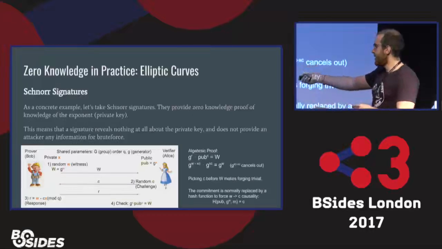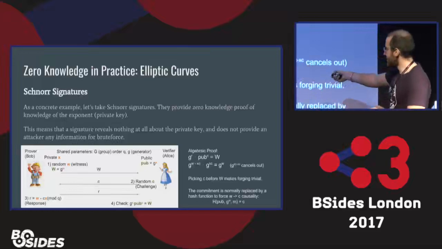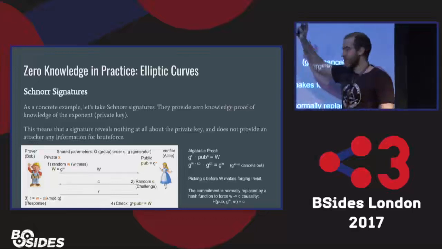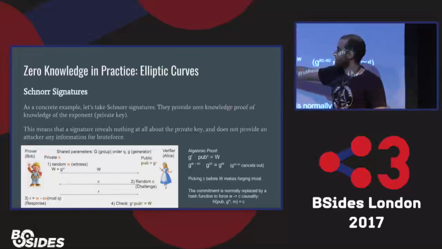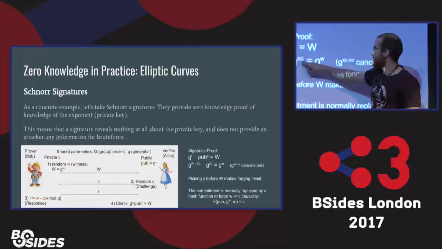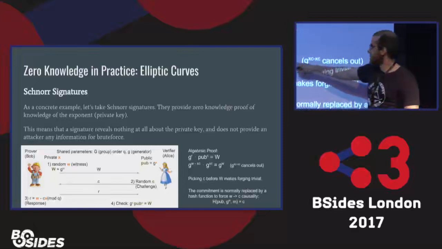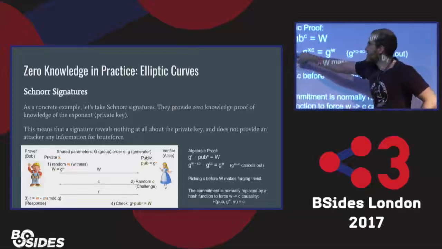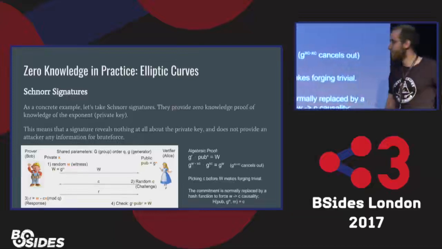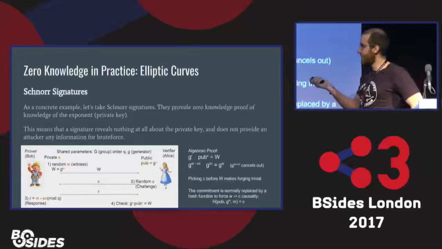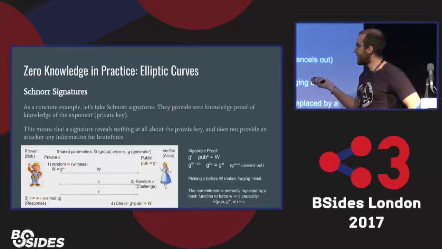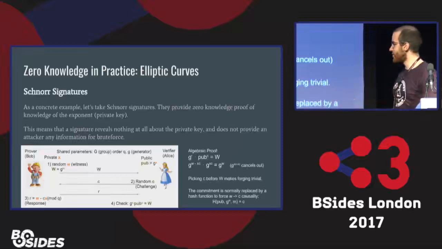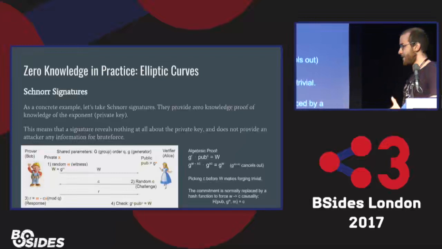If we reduce this algebraically, these two things cancel out, just because of laws of exponents. So G to the W minus XC times G to the XC cancels out. So we just have G to the W, which is again W. Only if I have an X can I cancel that out after I've already committed to W. Only if I have the private key to my public key, because otherwise I just don't have the number available to cancel that out. And again, we can't do division, so we can't get this number out of nowhere.